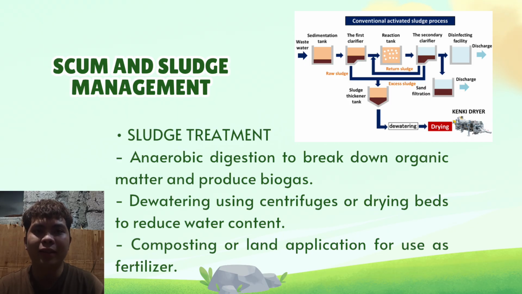In anaerobic digestion, sludge is put in a sealed digester where, without oxygen, microorganisms break down organic waste. In addition to producing biogas, which can be utilized as fuel, this method stabilizes the sludge and lessens odor.